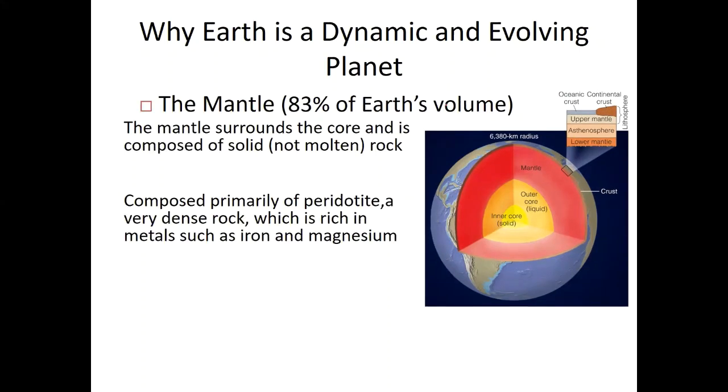Then outside the core is the mantle. The mantle is 83% of Earth's volume. So the mantle surrounds the core, and unfortunately a lot of figures have the mantle as being red in color. So this layer right here, when you think red, you think molten rock. The mantle is not molten rock. It is solid rock. It's composed mostly of a rock called peridotite, which is very dense, which makes sense because, you know, metal is the densest. Then outside the metal is very dense rock. And so peridotite is very rich in metals like iron and magnesium, which makes it very dense. So the mantle is composed of very dense, metal-rich rock.